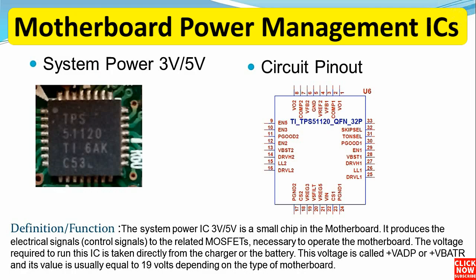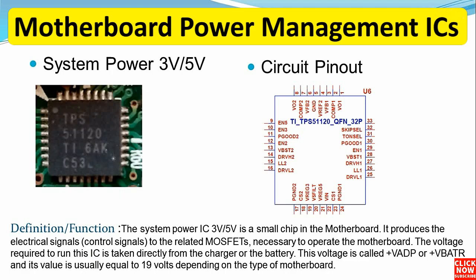It produces the electrical signals or control signals to the related MOSFETs necessary to operate the motherboard. The voltage required to run this IC is taken directly from the charger or the battery. This voltage is called plus V adapter or plus V battery, and its value is usually equal to 19 volts, depending on the type of the motherboard.